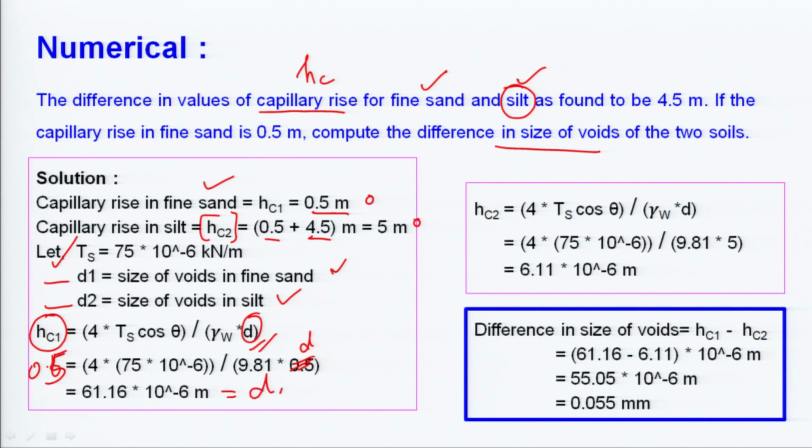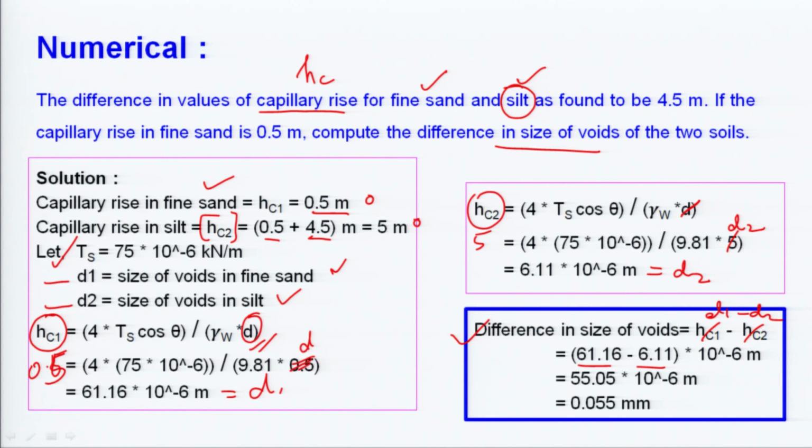When you talk about HC2, we again apply the formula, and D2 comes out to be this value, with HC2 equal to 5, which we already know. So, the difference in size of the voids comes out to be D1 minus D2. It comes out to be 61.16 minus 6.11. This is not HC1 and HC2, these are D1 and D2 values.